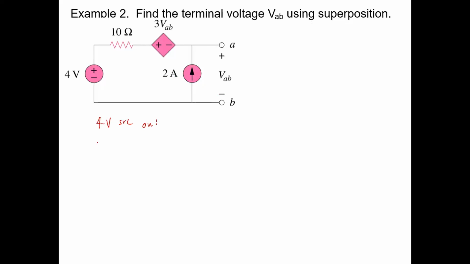So we're going to redraw this. We'll see if this helps us too. It's interesting. Superposition definitely gets you some really interesting views of circuits that you wouldn't normally get otherwise. So this is a 3 times VAB source. And oops, yeah, we have the terminal here, and we're turning off this current source, so there's a big open circuit there. And this voltage here is the VAB voltage.